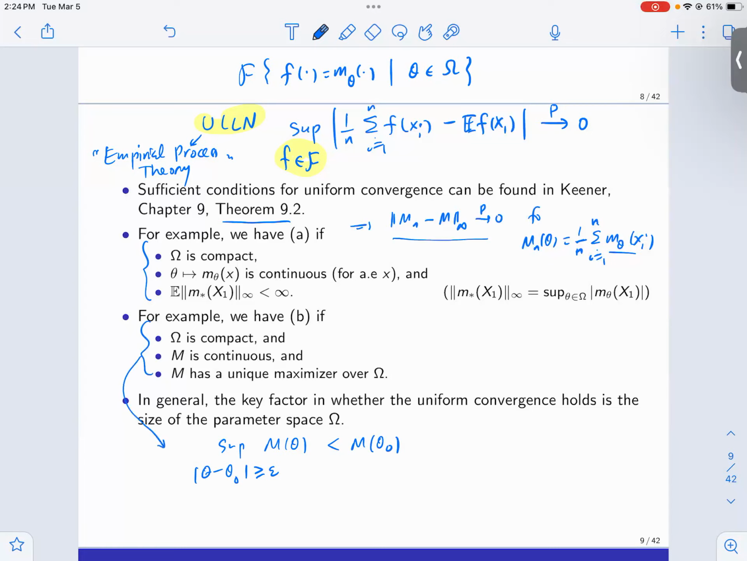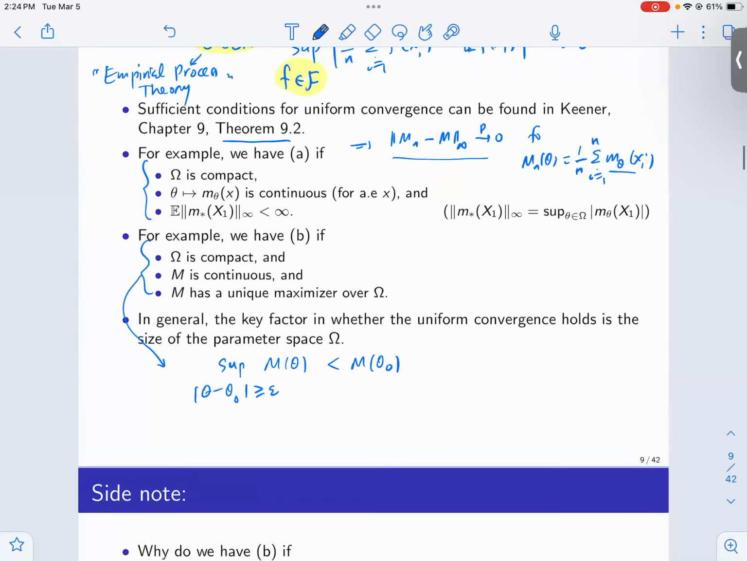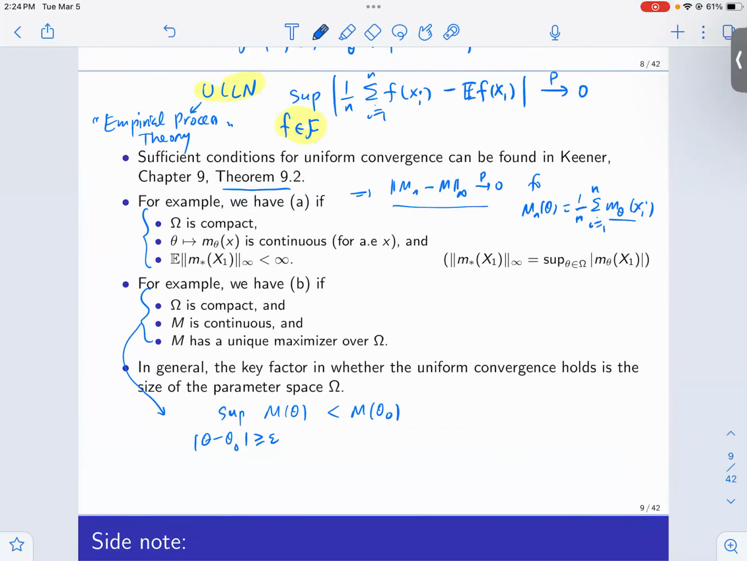If Omega, for example, is compact and M is continuous and M has a unique maximizer, then this should hold, just because the supremum is achieved. I'm doing the argument on the next slide, which I'll let you do quickly. But under compactness and continuity, basically, these would hold, and a bit of moment condition.